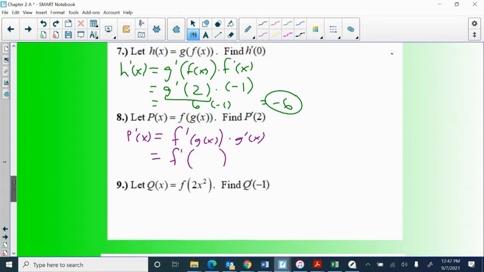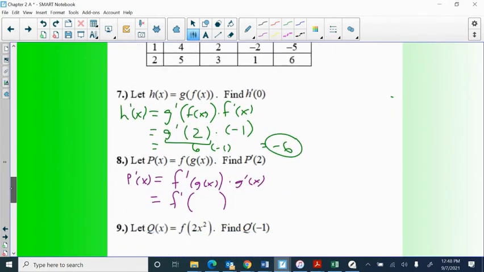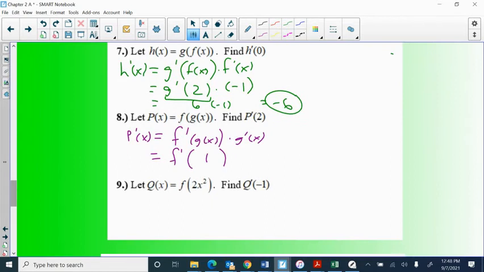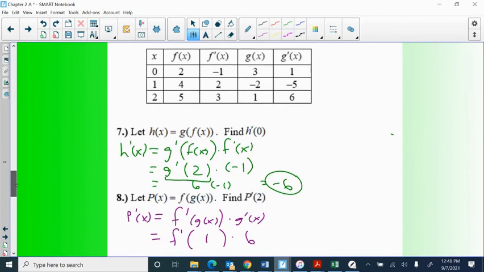G of 2 is 1, and its derivative is 6. And then f prime of 1 is 2.